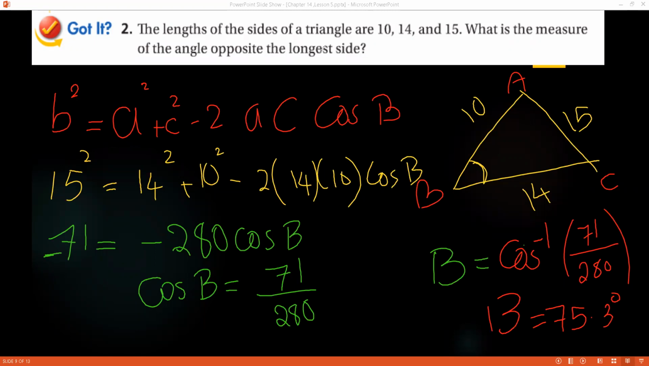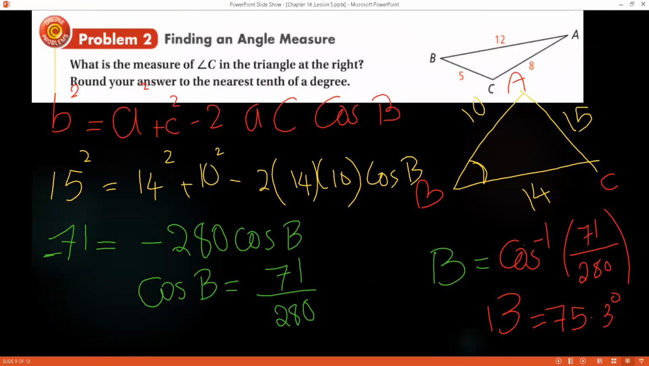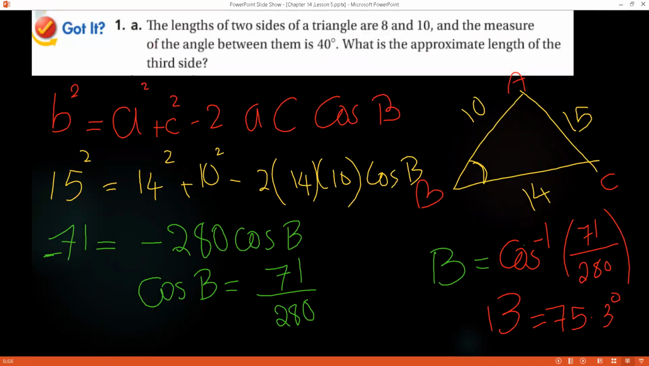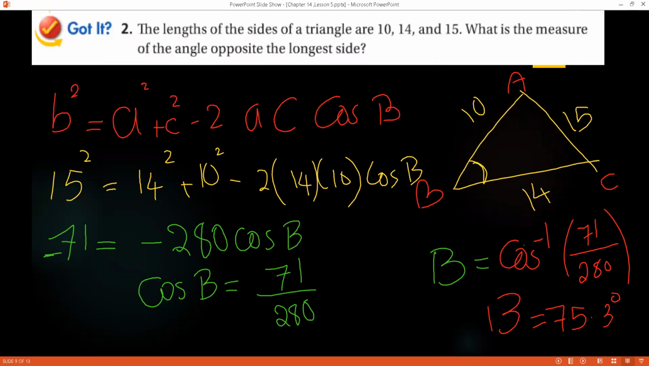Teacher, why is it negative? Why is it negative? Here, because 14 squared plus 10 squared is 296. And 15 squared is 225. So when you subtract them, you get negative. And the previous one, which must be negative, but I didn't throw the negative sign. Oh, okay. Do you have any question? No, thank you.